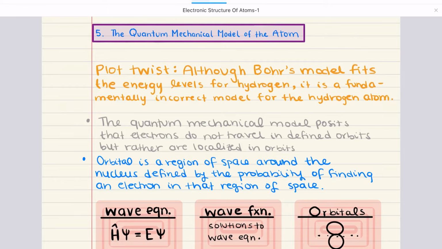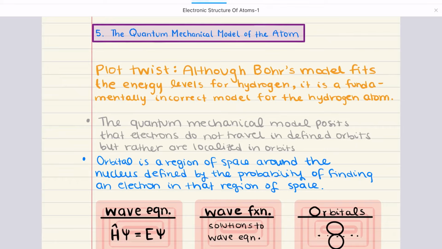But listen, while Bohr's model marked a significant advancement in the understanding of the structure of atoms, his model ultimately proved to be inadequate to explain the structure and behavior of atoms that had more than one electron. Now, these limitations were ultimately addressed by the development of quantum mechanics, which provided a more comprehensive and broadly applicable framework for understanding atomic and subatomic systems.